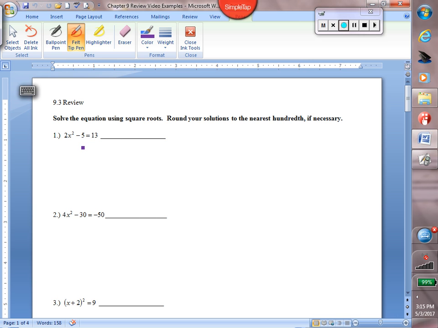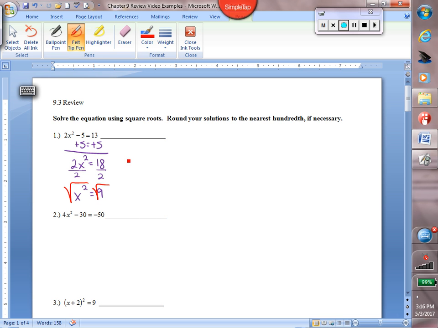In order to get the x squared by itself, we first want to add 5 to both sides of the equation. So 2x squared equals 18. We need to also move the 2 before we can do the square root. So divide both sides by 2. x squared equals 9. Now that the x squared is by itself, to undo the squared, I can take the square root.